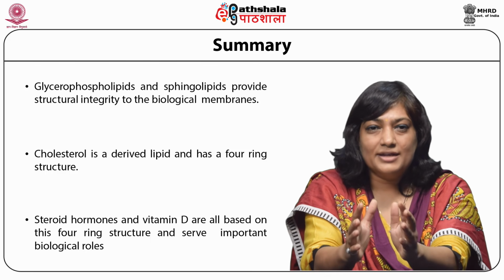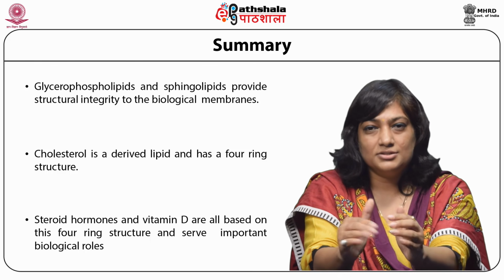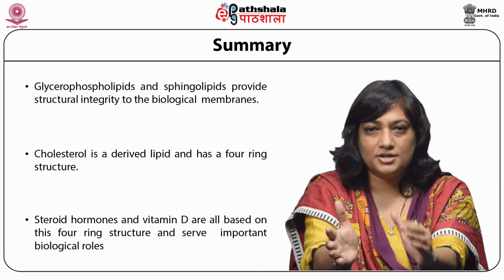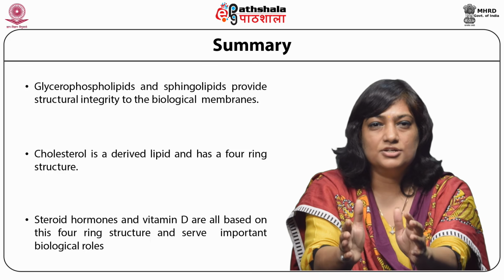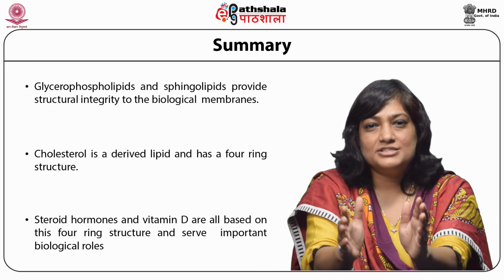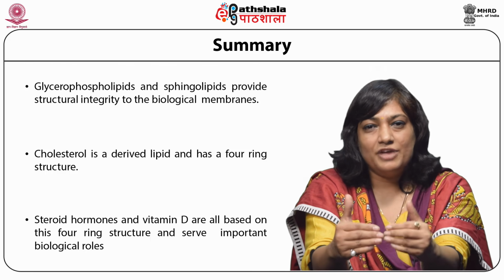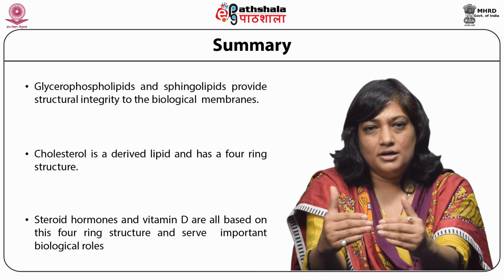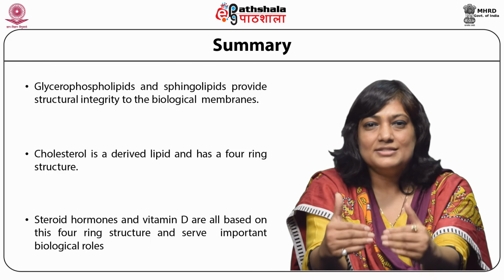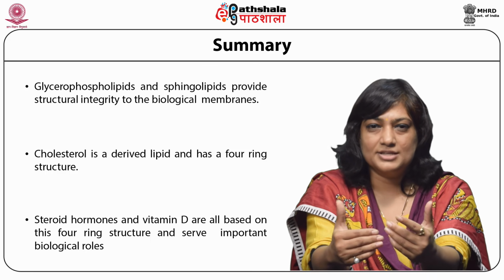Cholesterol, on the other hand, is an example of a derived lipid which has a 4-ring structure. Steroid hormones and vitamin D are all based on this 4-ring structure and serve important biological roles in the cell. So basically, put together, we have seen that lipids can be divided into various classes and various subtypes. All these subtypes serve important functions in the cell in the sense that they provide either structural integrity or they serve as intra or intercellular signaling molecules.